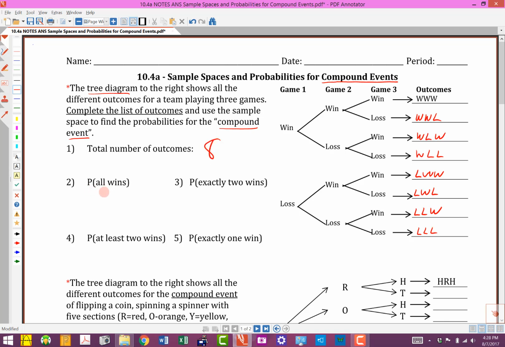And then it says, what's the probability of all wins? Now, we'll assume that each one of these is equally likely, kind of like flipping a coin. So all wins would be 1 out of all of those 8 events.